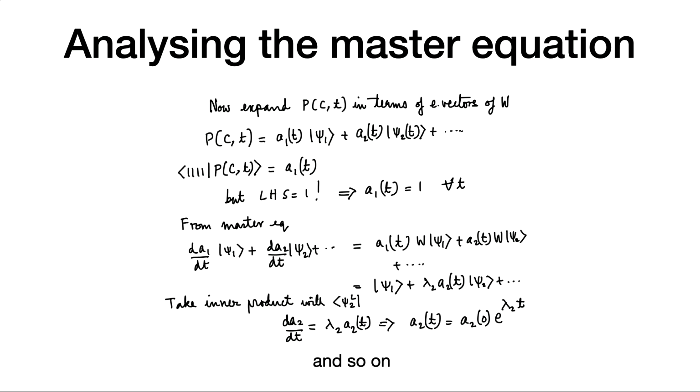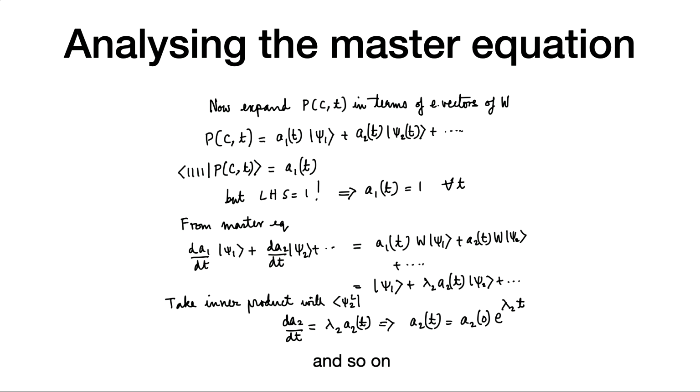Okay, so now, I hope I made sense. Is that okay? So I expand this column vector, P of C1, P of C2, P of C3 like that.